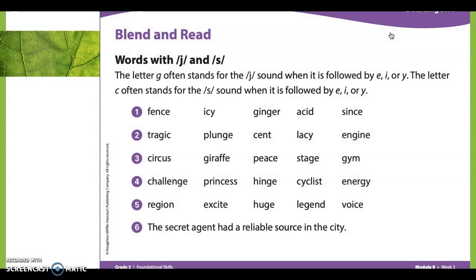Let's practice blending and reading. Line 1. Fence, icy, ginger, acid, since. Tragic, plunge, scent, lacy, engine.